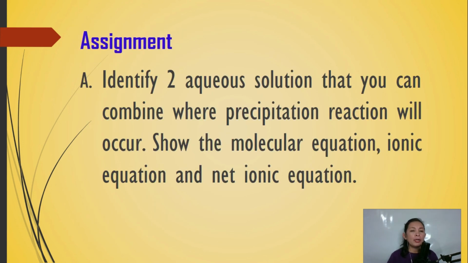And for your assignment, I want you to identify 2 aqueous solutions that you can combine where precipitation reaction is possible, and you have to show the molecular equation, ionic equation, and net ionic equation. And also you include what are the spectator ions.